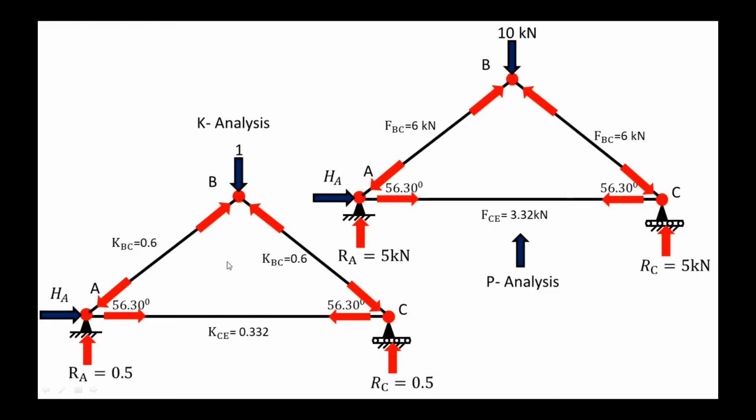So this is the K analysis and the P analysis. In the K analysis, member AB is subjected to compression. Also in the P analysis, member AB is in compression, and BC is also in compression. In the K analysis, member AC is subjected to tension, and the same in the P analysis. As per the previous problem, compression has a stress of 50 Newton per mm square and tension has a stress of 60 Newton per mm square. So AC is in tension, and AB and BC are in compression.